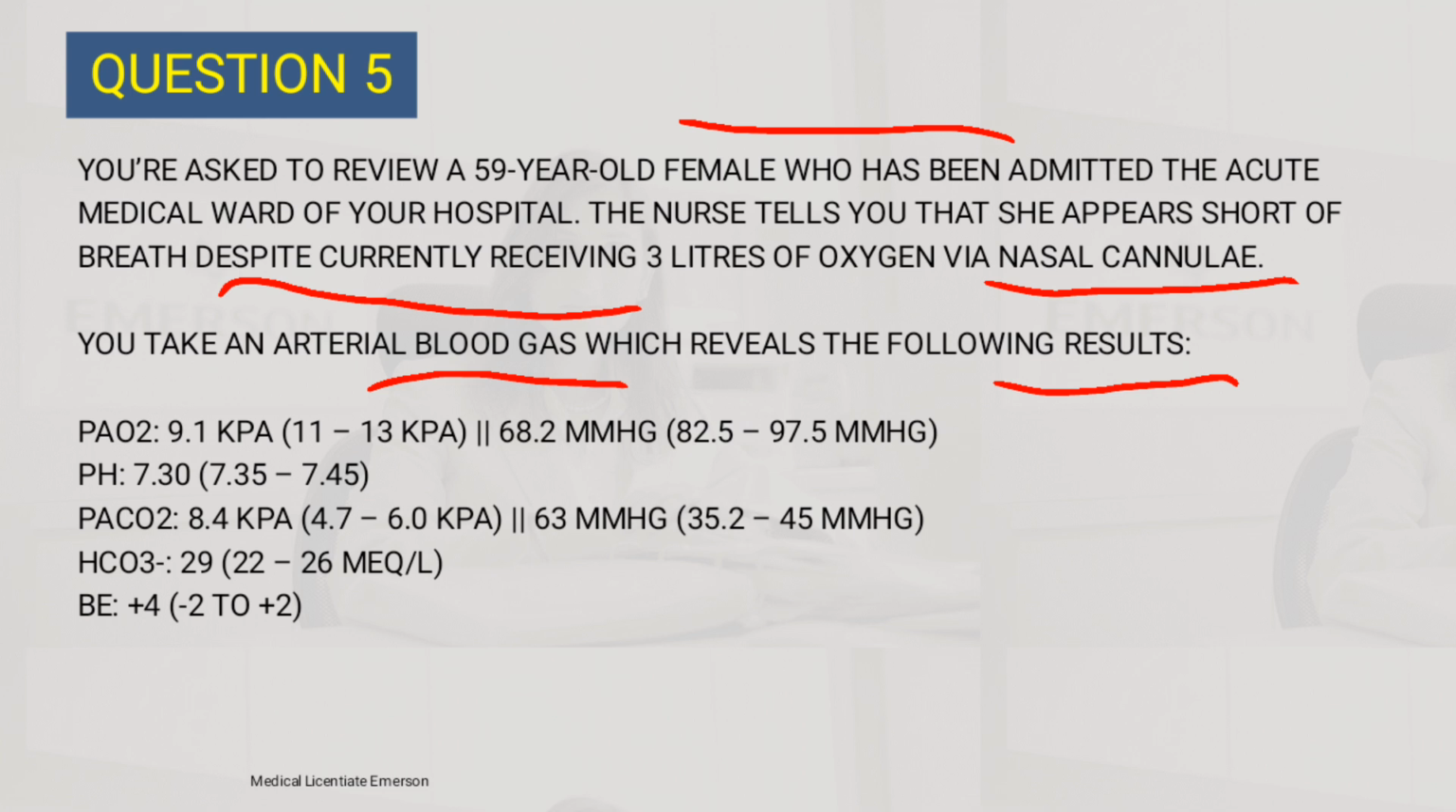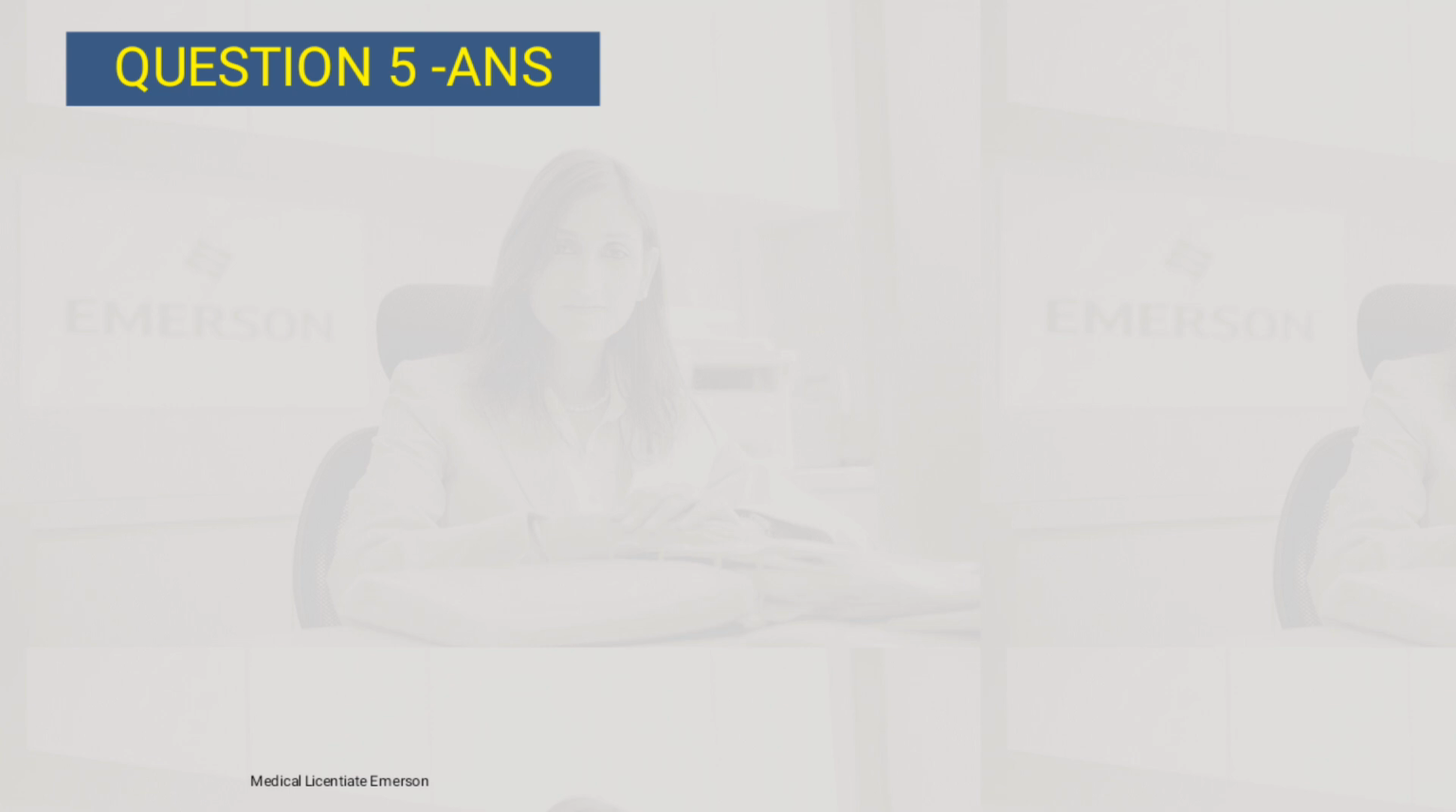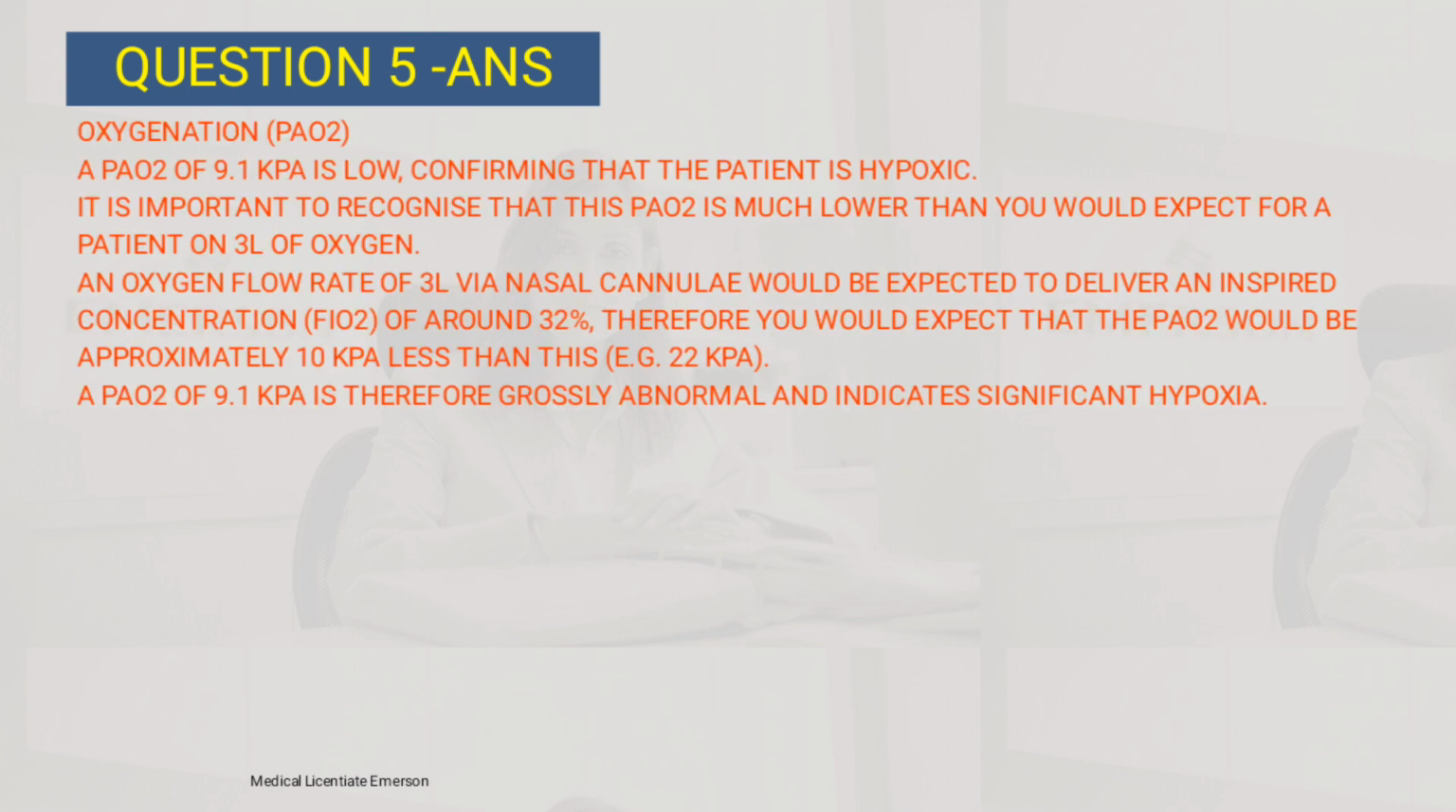Then the pH is 7.3. The partial pressure of carbon dioxide is 8.4 kilopascals, which in millimeters of mercury is 63. Then the bicarbonate level is 29, and the base excess is positive 4. Okay, then the answer for oxygenation is that, or how we break them down.